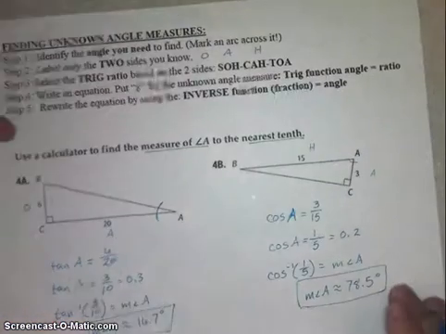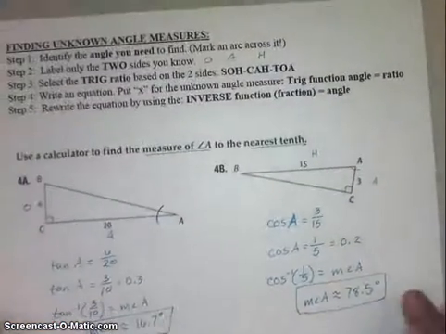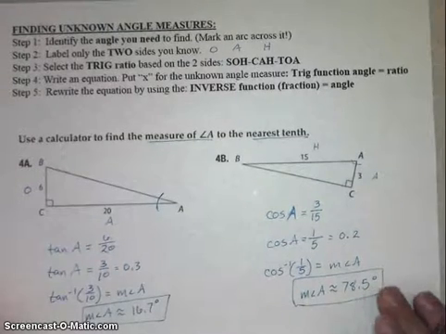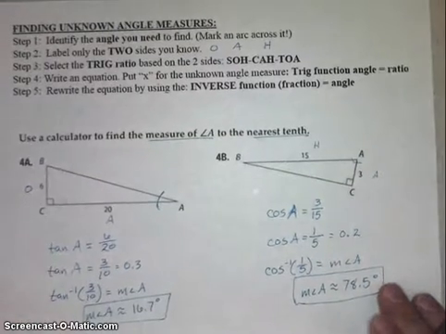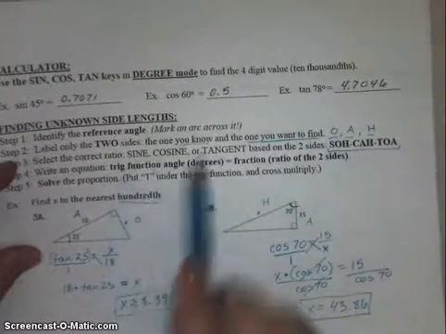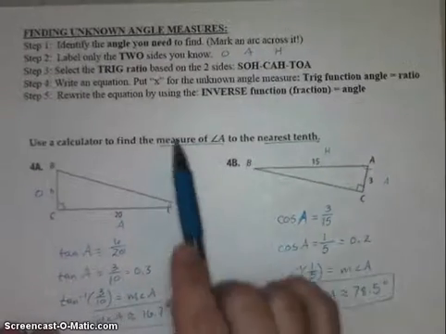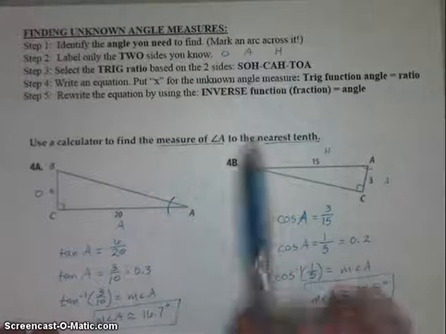All right, and that wraps up our lesson on how to find missing values of triangles, whether you're finding an angle measure or finding a missing side. If you're finding a missing side, you'll just use sine, cosine, or tangent. If you're finding a missing angle, you will use inverse sine, inverse cosine, or inverse tangent.